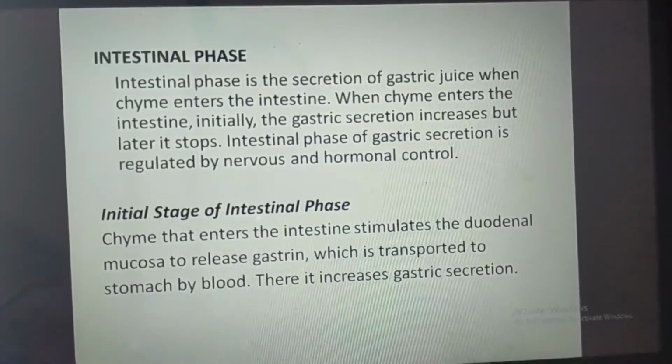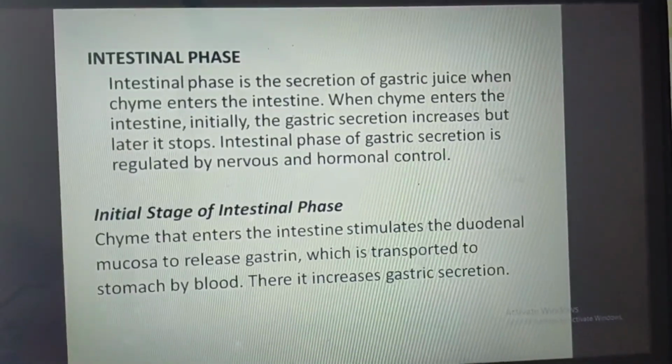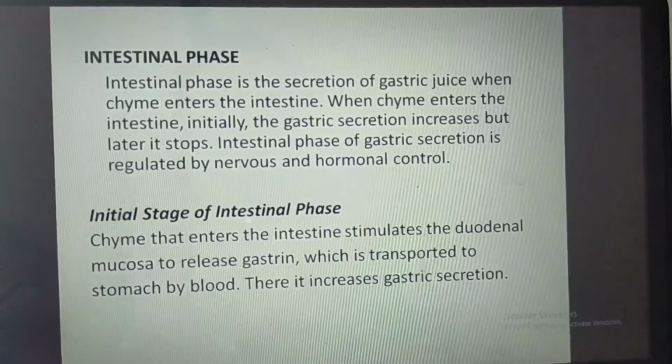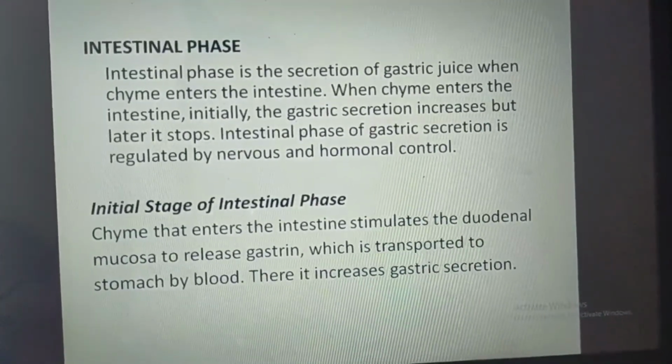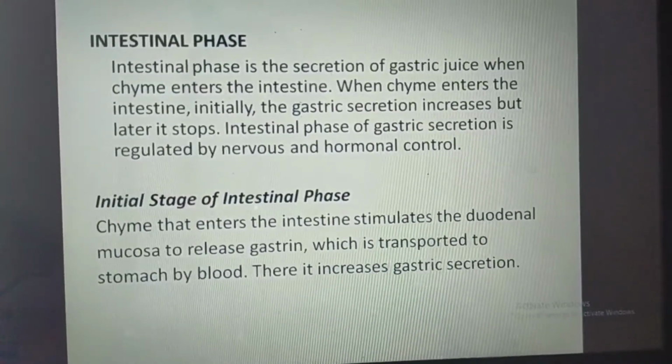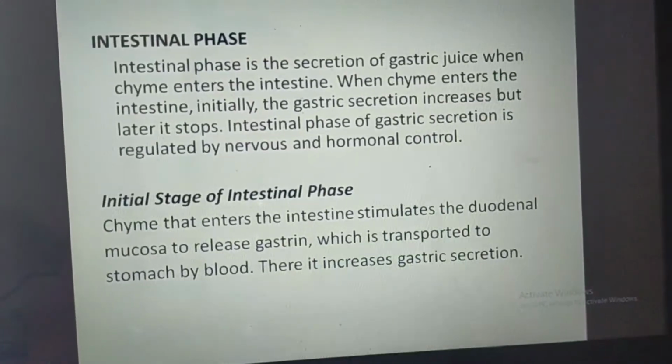Intestinal phase. Intestinal phase is the secretion of gastric juice when chyme enters the intestine. When chyme enters the intestine, initially the gastric secretion increases but later it stops. Intestinal phase of gastric secretion is regulated by the nervous and hormonal control.